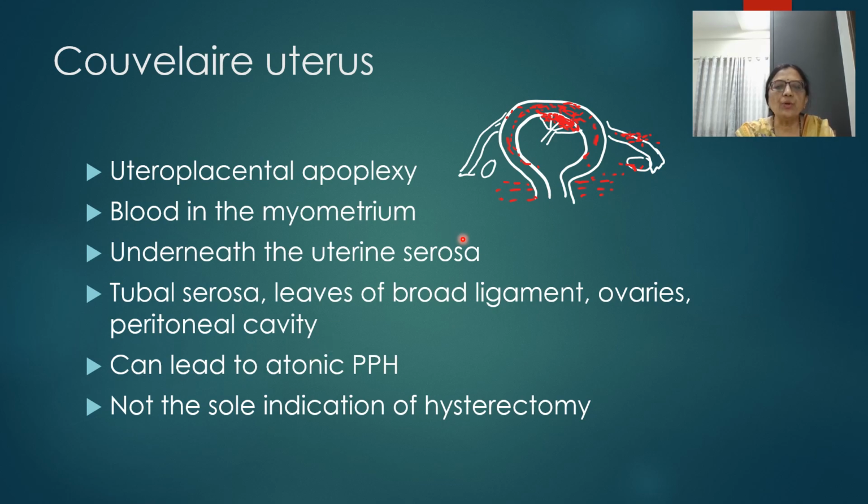Now, in Couvelaire uterus, because the myometrium is getting infiltrated and myometrial fibers are interspersed with blood, there is defective myometrial contractility, and that is why Couvelaire uterus is a risk factor for atonic postpartum hemorrhage. But it is not the sole indication for hysterectomy. If the PPH is not responding to uterotonics, only then should one proceed with a decision to do the hysterectomy for Couvelaire uterus with atonic PPH. First, we have to try the uterotonics.